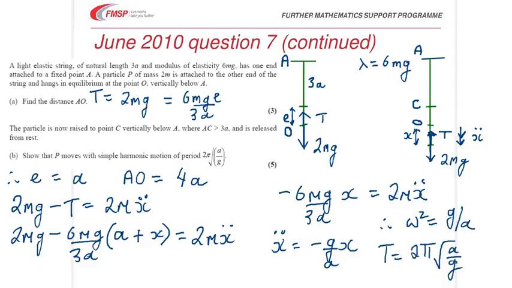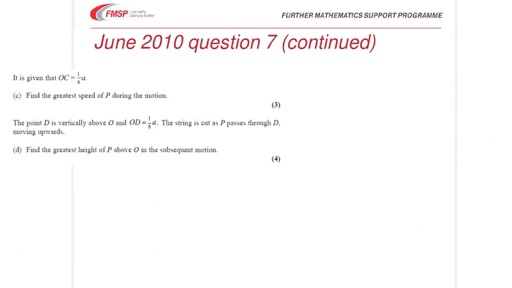Okay, so that's parts A and B done. Let's go on to the next bit. Now they're telling us that OC is a quarter a. Now C was where it was raised to and released from rest. So that must be at the amplitude. In other words, the amplitude is the distance OC. So amplitude equals a over 4.